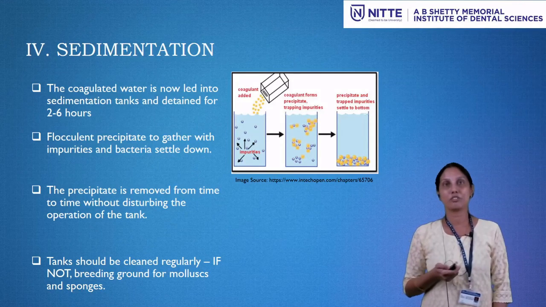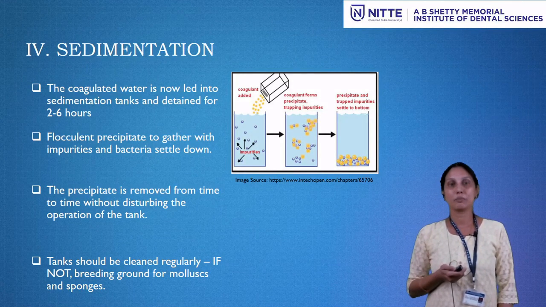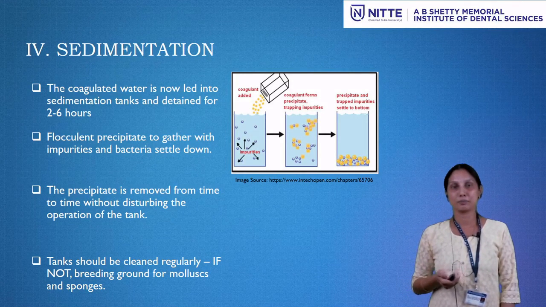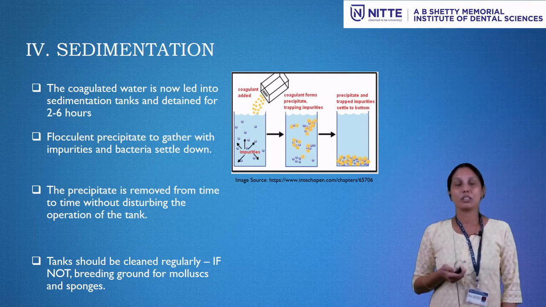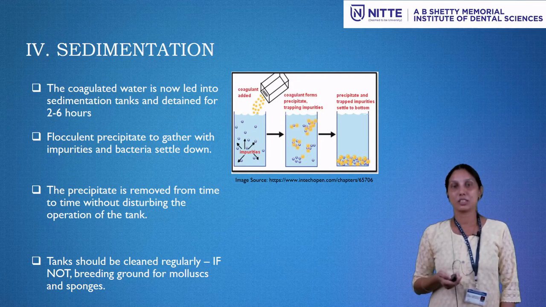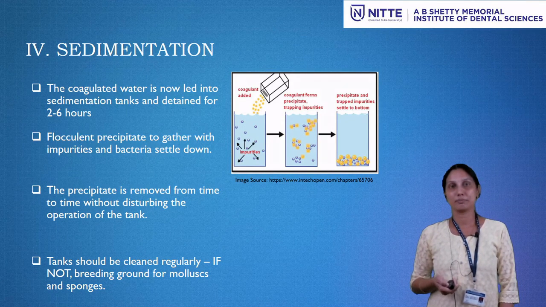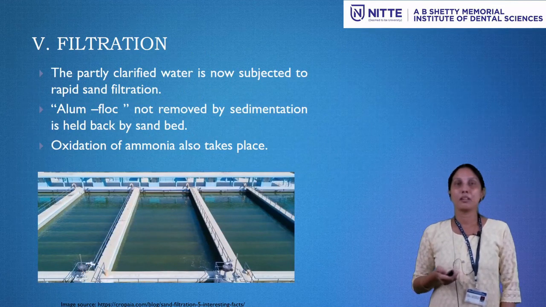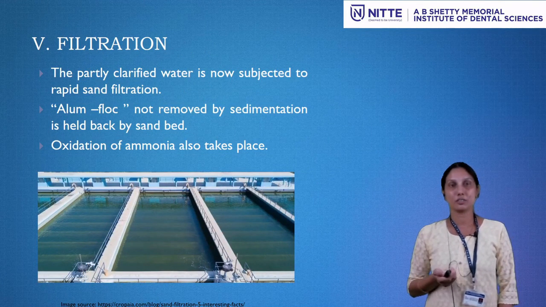Precipitate is removed from time to time without disturbing the operation of the tank. The tank should be cleaned regularly. If not, it can lead to breeding of various organisms such as mollusks and sponges. The sedimented water is now set for filtration.